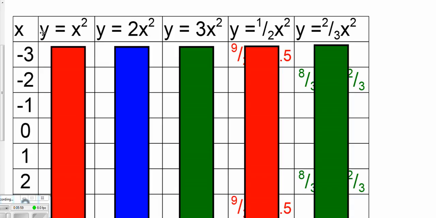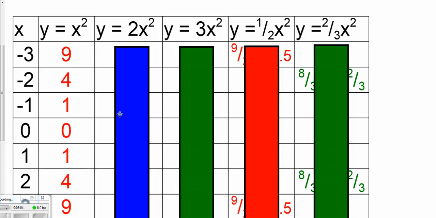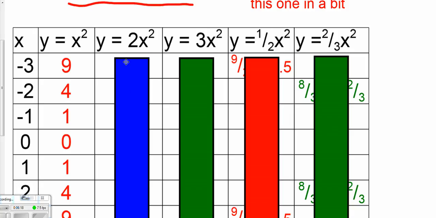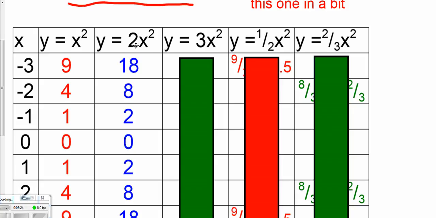If we just use the regular y equals x squared, we've looked at this a little already. We can see our input of x gives an output of y here. We can see things like 9, 4, 1, 0, 1, 4, 9, and up to 16. Now let's say in front of that we had a 2, so a 2x squared. All we're doing is just changing everything by a factor of 2.